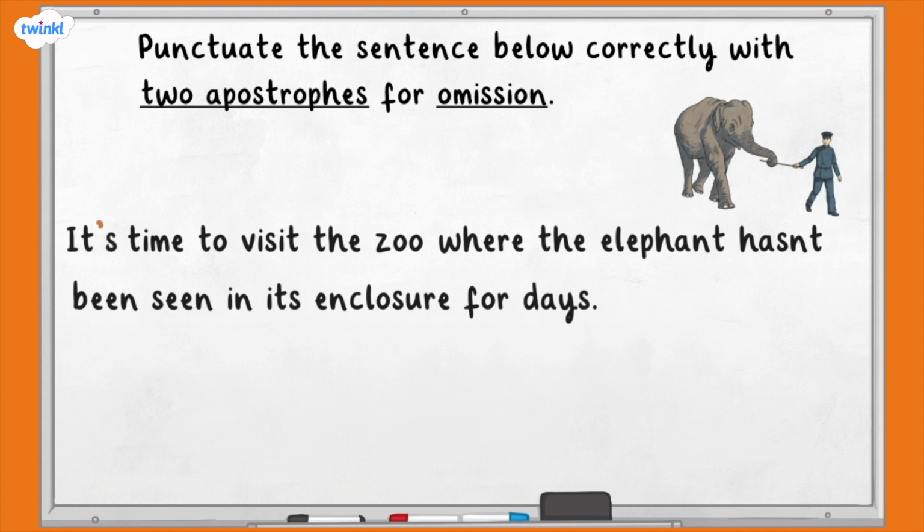It's time to visit the zoo, where the elephant hasn't been seen in its enclosure for days. It's is a shortened form of it is, which is now a contraction. The i is omitted and an apostrophe has been added in its place. Hasn't is a contracted form of has not. The o in not has been omitted and an apostrophe has been added in its place. Although there is another its in the sentence, this is a possessive pronoun and has not been contracted from it is. Well done if you got both of those right.